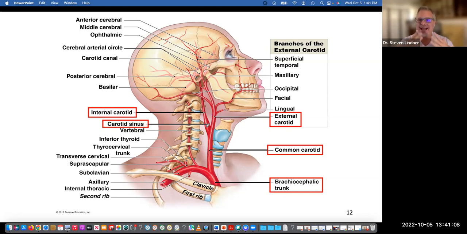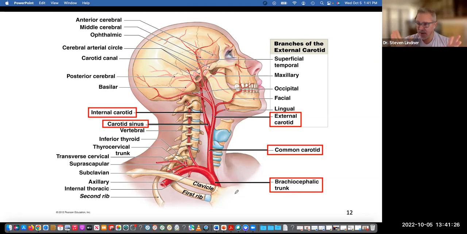In this short video, we're going to be looking at how blood, oxygen, glucose, and all nutrients get up into the brain from the heart. The key term you're going to be hearing when we talk about the brain is the circle of Willis. Okay, circle of Willis. So let's start with coming off of the heart.